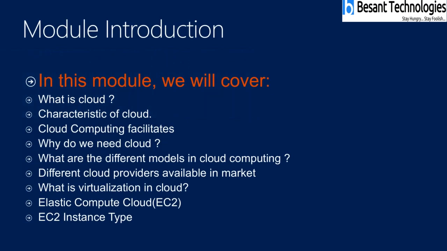In this module, today's agenda for our discussion will be: what is cloud, characteristics of cloud, cloud computing facilities, why do we need cloud, what are the different models in cloud computing, different cloud providers available in the market, what is virtualization in cloud, elastic computing cloud, EC2 instance types, and at last we'll go for our lab for creating EC2 in a Windows as well as a Linux machine.